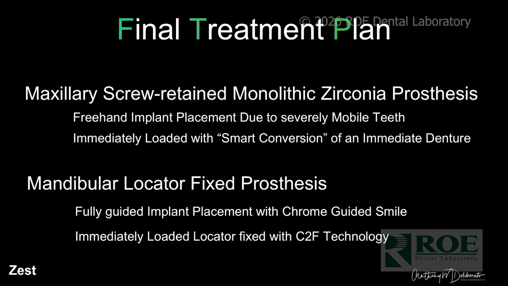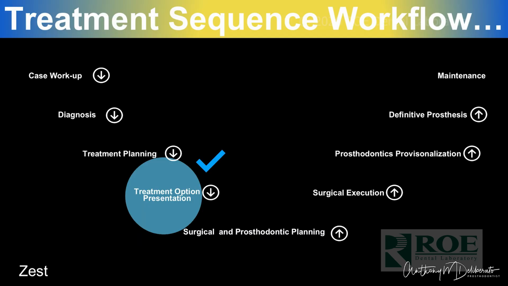All right, so the final treatment plan was going to be a maxillary screw-retained monolithic zirconia prosthesis on the top and a mandibular LOCATOR Fixed prosthesis on the bottom, both immediately loaded. The upper one's going to be freehand and immediately loaded with smart conversion and screw retain. The bottom one will be fully guided and immediately loaded with the C2F technology, which you'll understand as we go through it.